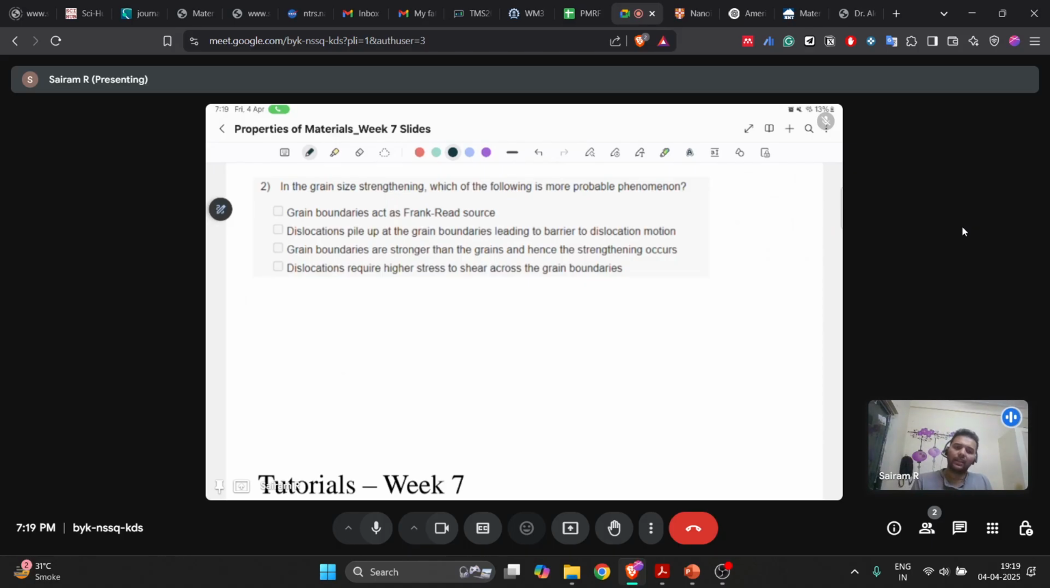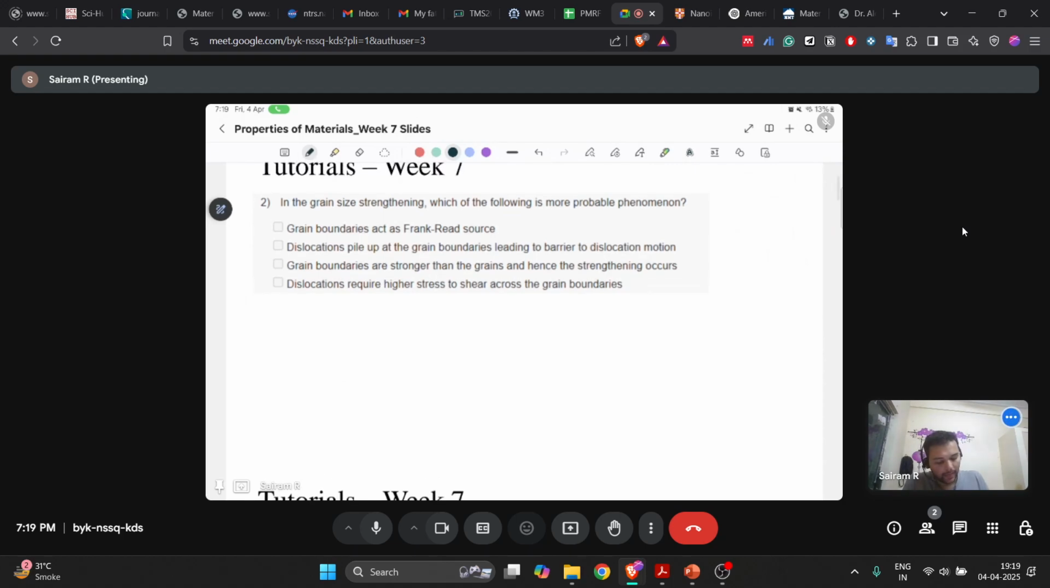Again, grain size strengthening refers to the Hall-Petch relation. In the discussion, we would have discussed that any grain boundary is basically a barrier between two different orientations of grains. Let's say, but let's say this is somewhat different.